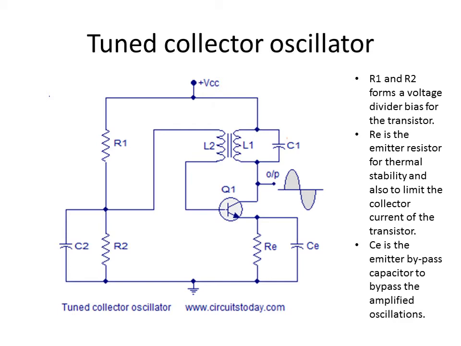But the inductor has a property: it will oppose any change in current through it. Therefore, when the current is flowing from the top plate of the capacitor in the counterclockwise direction through L, the inductor will try to oppose it. So it will generate an EMF.